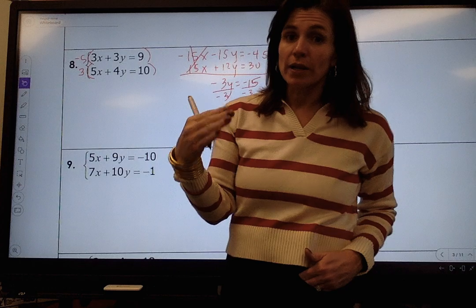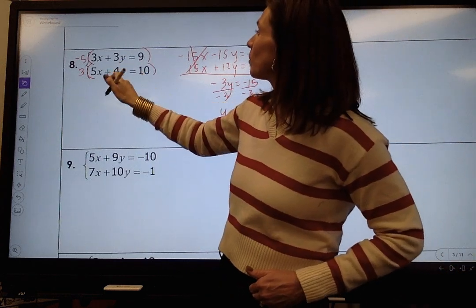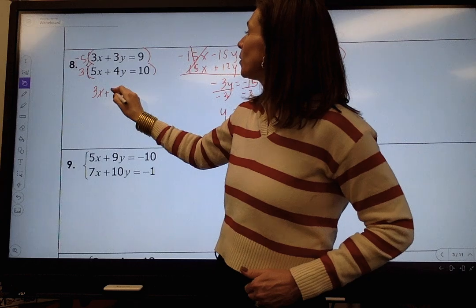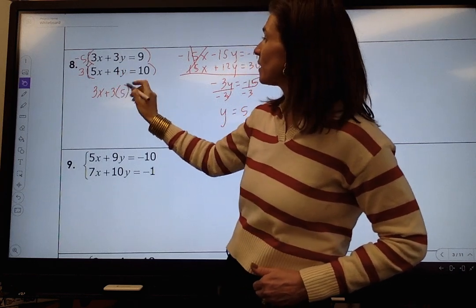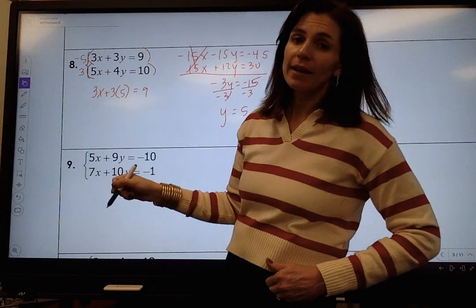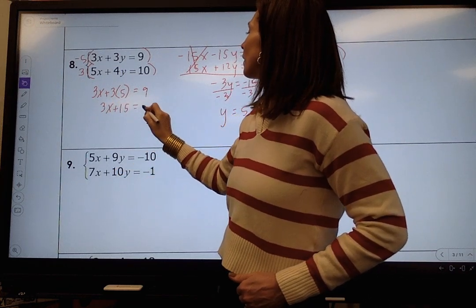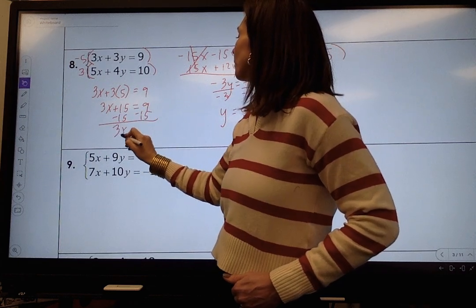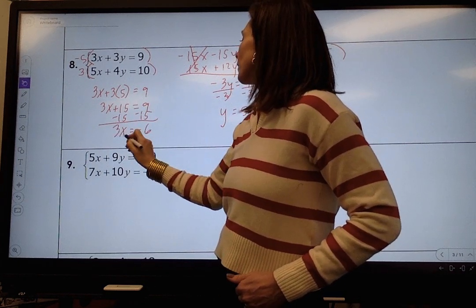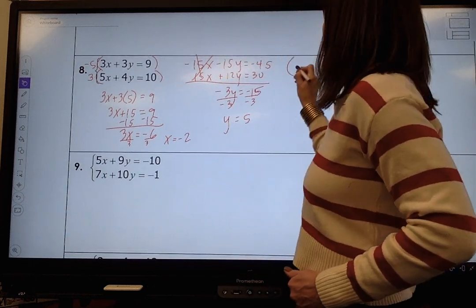Okay, now how do I solve for the x? You were saying that y is 5. So now I'm going to go back to my equation, and I'm going to plug in 5 for y, because that's what we said. Y is 5. And that is going to allow me to solve for x. Subtract 15 on both sides. Divide by 3. X equals negative 2.